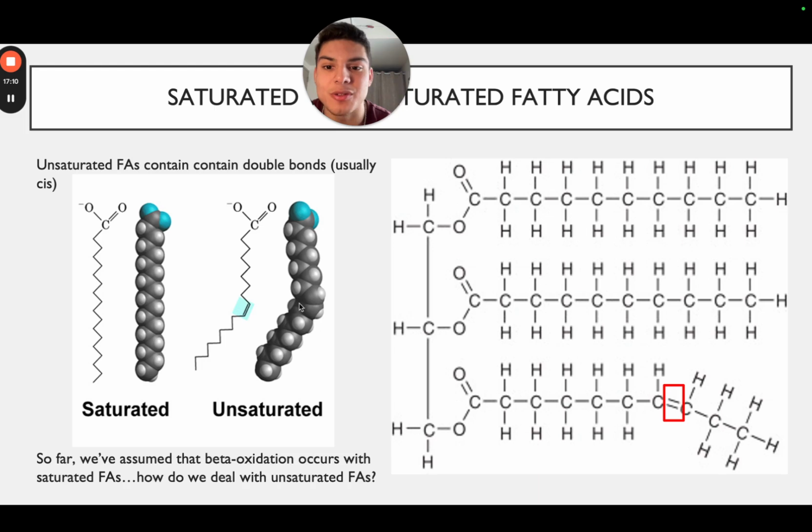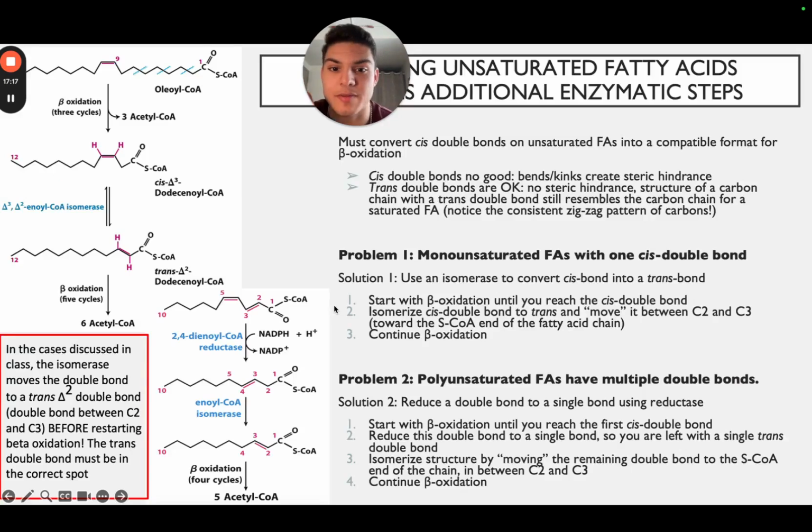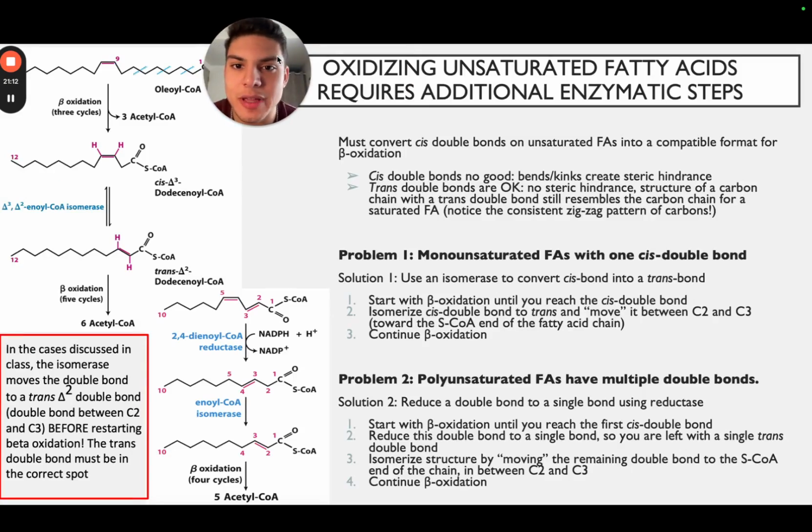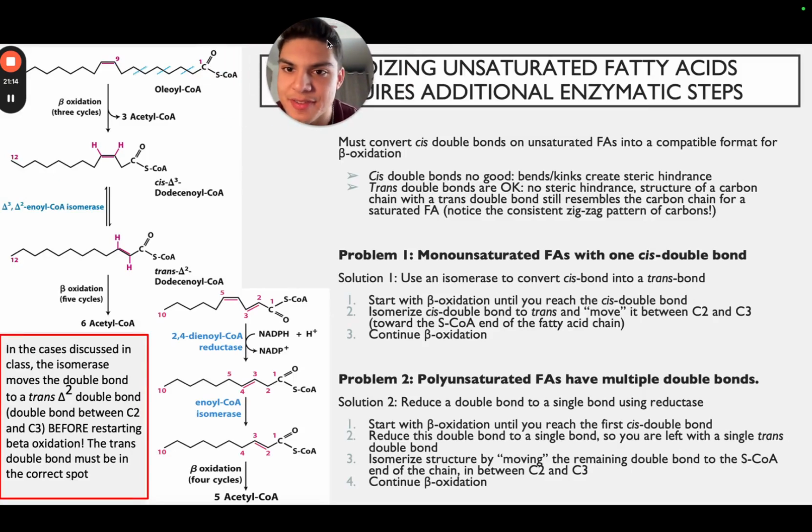And so how do we deal with the double bonds, right? So this is just examples of what that looks like. There are two scenarios. What ends up happening when we have to oxidize unsaturated fatty acids, there are two issues at hand. There could be an issue where we only have one double bond in this fatty acid. And then the second issue is, what if we have multiple double bonds? So for the first one, we have a monounsaturated fatty acid with one cis double bond.